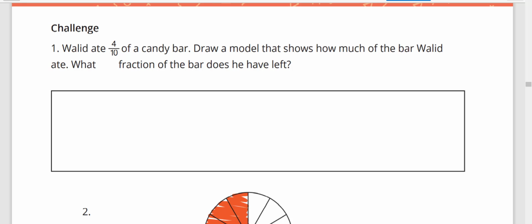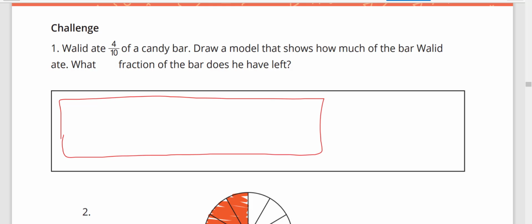Page 91. Exercise number 1. Walid ate 4/10 of a candy bar. Draw a model that shows how much of the bar Walid ate. First, draw a model of this candy bar and divide this bar into 10 equal parts because of the denominator. Write 10.